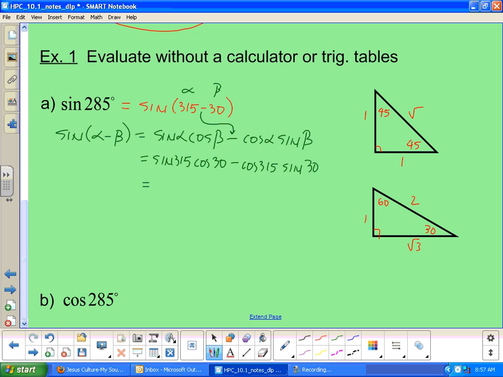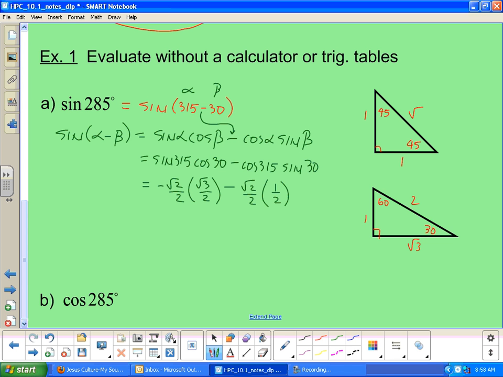Sine of 315. Well, we already said that happens in quadrant 4. So now we're going back to our chapter 8, chapter 7 material. So 315 is in quadrant 4 with a 45-degree reference angle, and we know that's a negative root 2 over 2. A cosine of a 30, quadrant 1, is the root 3 over 2, minus, now the cosine of a 315, quadrant 4, 45 degrees, positive. And sine of a 30, quadrant 1, we have 1/2.